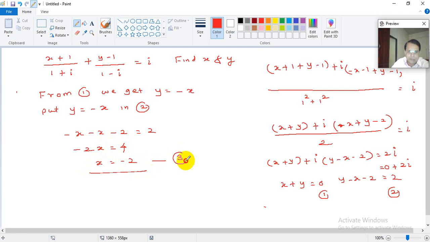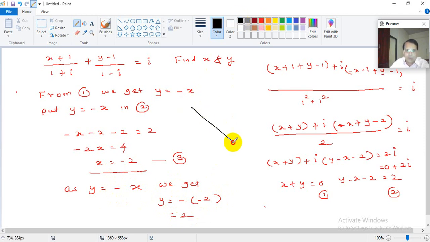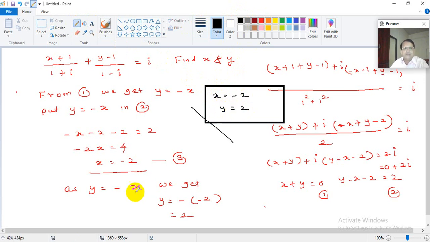हे समजा आता result 3 म्हणूया आपण, आणि आपल्याला माहिती आहे y is equal to minus x. So as y is equal to minus x, we get y is equal to minus of minus 2, कारण काय x तुमचं minus 2 आलं आहे आणि हे minus x आहे, so it is plus 2. So your final answer will be, sorry, I will write it here, your final answer will be x is equal to minus 2 and y is equal to plus 2. This is the final answer.